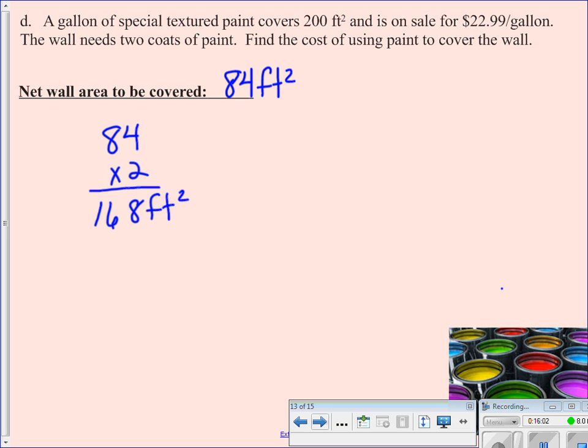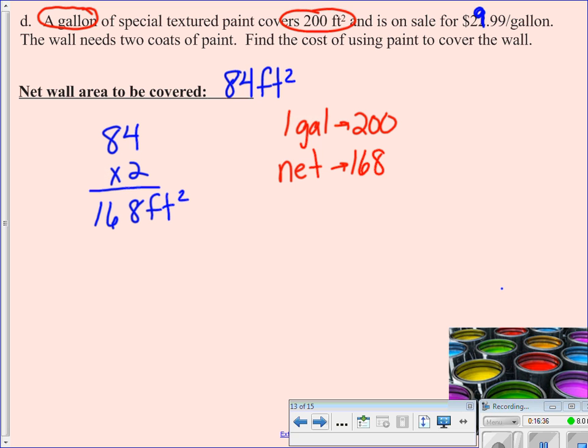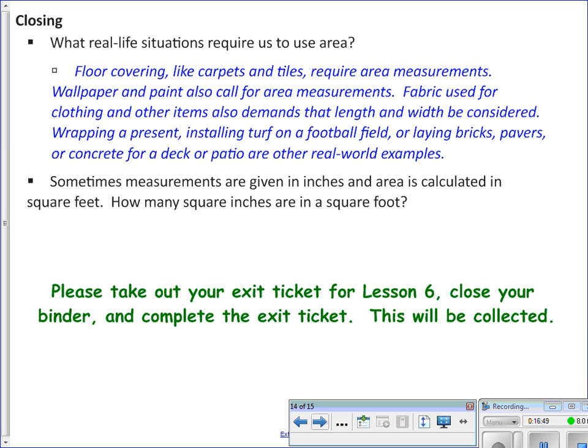Oh, okay. I guess from last year to this year, price went up. Or I must have made a typo. I made a typo on here. So $29.99. But how many gallons do I need? 1 gallon. 1 gallon covers 200 feet. So if 1 gallon will do 200 feet, and the net that I need is 168, is 1 gallon enough? Yes. So 1 gallon, so the cost will be $29.99. Yeah, exactly. You want the leftovers in case you have anything scratched.